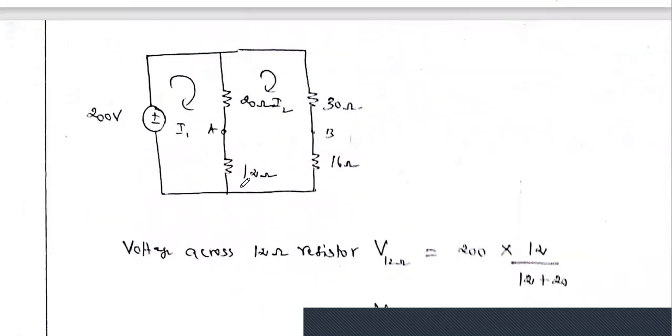So in order to find out the voltage across this 12 ohm resistor and 16 ohm resistor, first you calculate the current flowing through the resistor using mesh analysis. Then you multiply with the resistance, and you may get the answer. That is one procedure.